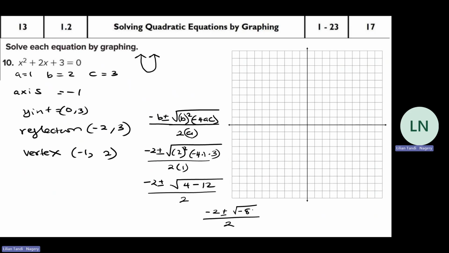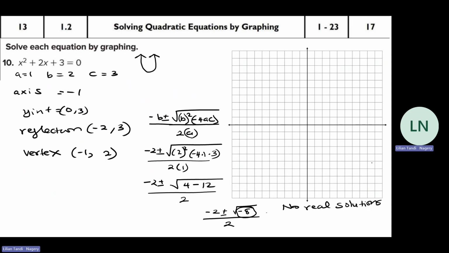And because this is negative, then I don't have a solution. No solution because my determinant is negative. No real solutions. I have solutions, but they're complex. So here I would just write no real solutions.